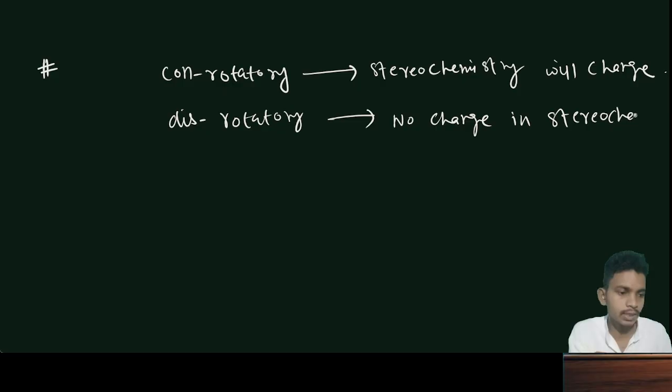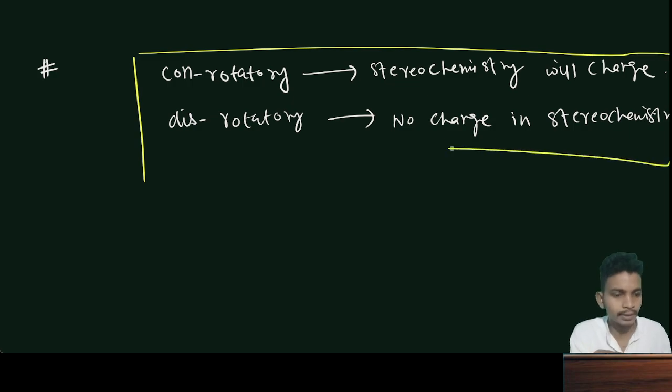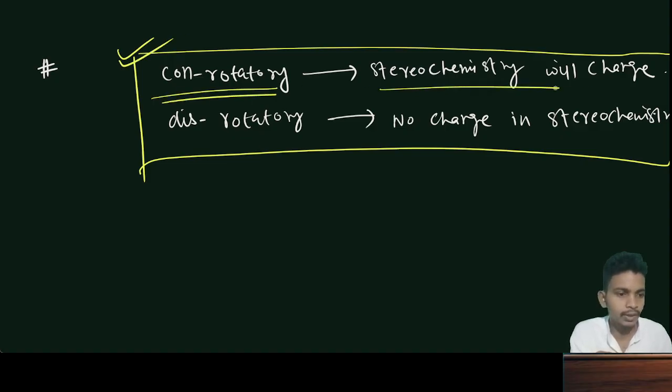No change in stereochemistry. So this one also you just note down where the stereochemistry will change. For conrotatory only, the stereochemistry will change, and for disrotatory, the stereochemistry will not change. Applying this concept, we will solve the examples and make it clearer. So remember that for conrotatory, the stereochemistry will change, whereas for disrotatory there is no change in the stereochemistry.